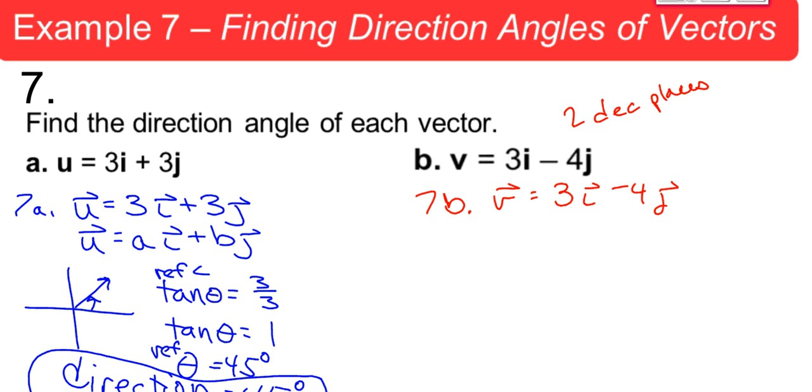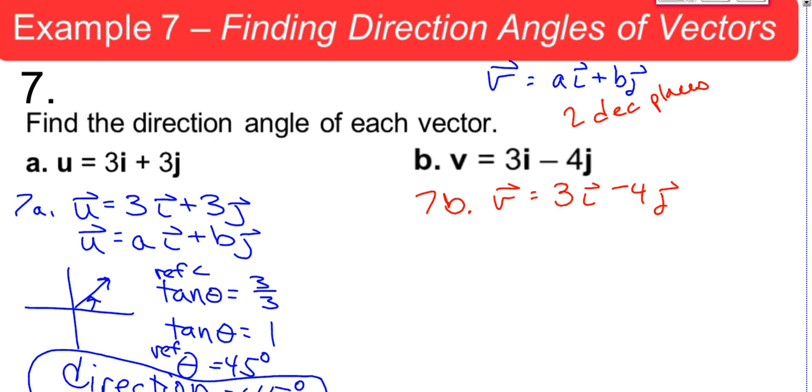Maybe you've heard me kind of mumbling a little bit. I maybe could have paused it, but I did not. And so I've talked to a couple of people. Things to keep in mind: this vector in general form, I'll write it up here, is ai plus bj. And so in this problem, b is -4 and a is 3.